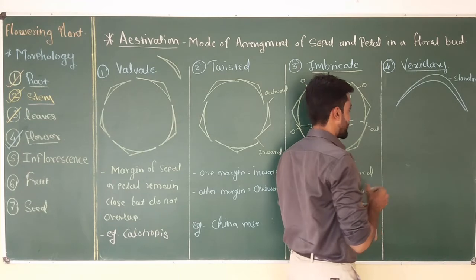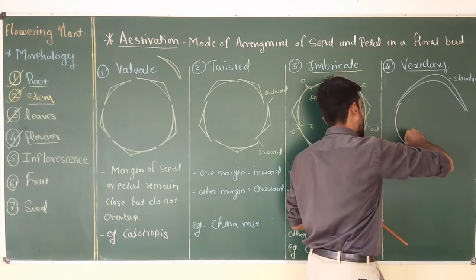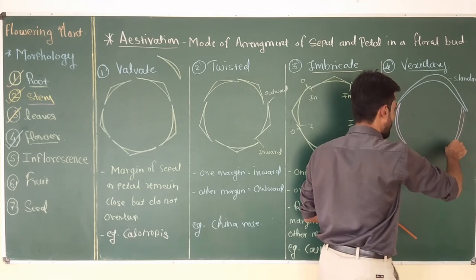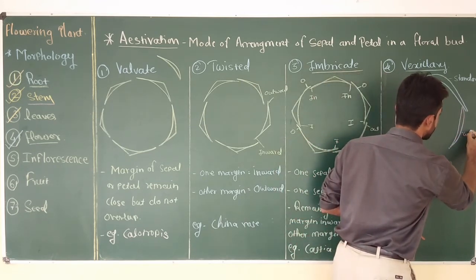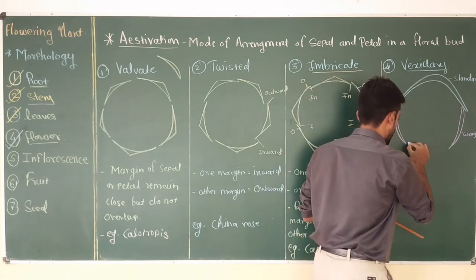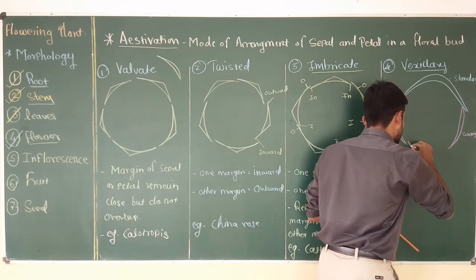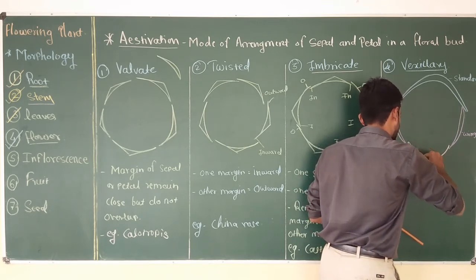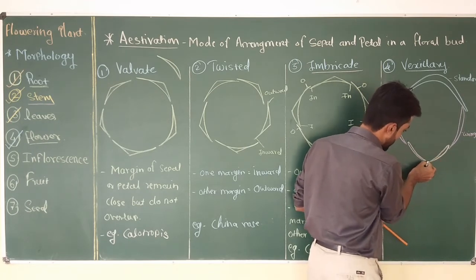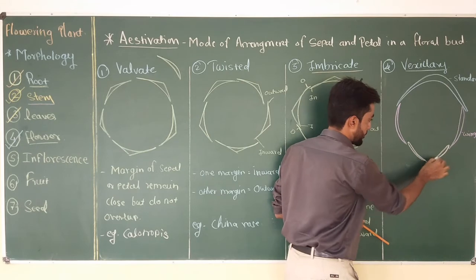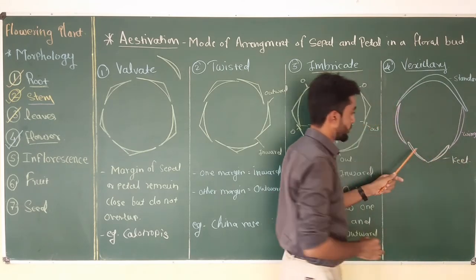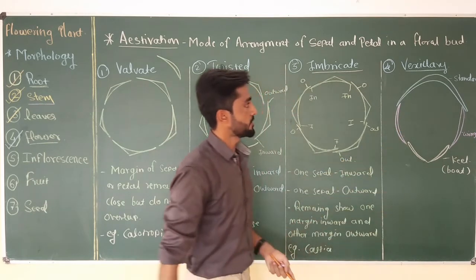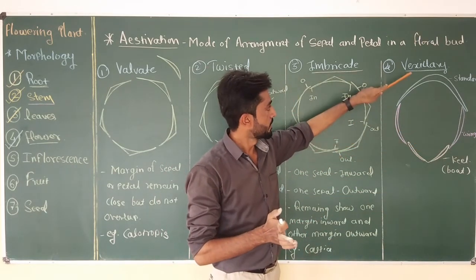Then two petals form wing-like structures, and they are called wings. And the remaining two petals, which are small in size, are present at this position, and these petals may be connected with one another by a short fragment, and these petals are called keel. Okay, these two petals are called keel. They form a boat shape structure, and this type of arrangement of the petals of the corolla is called vexillary.